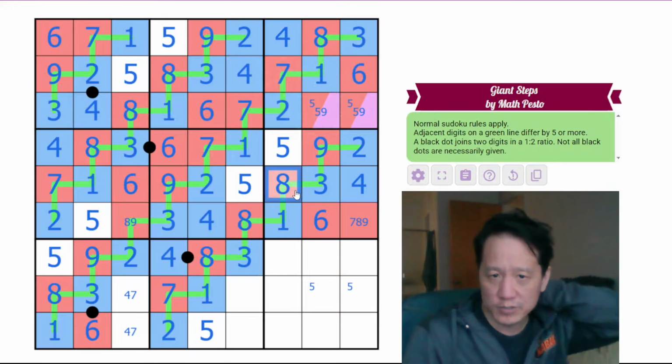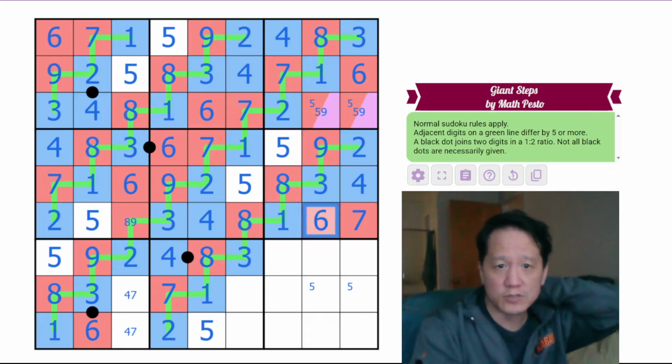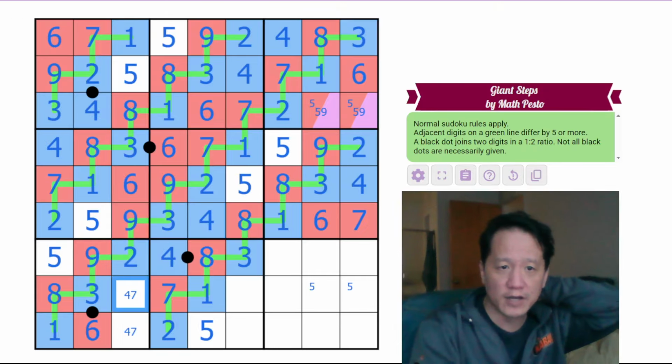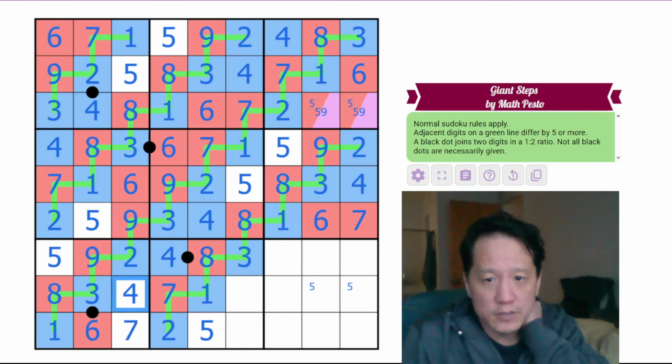We celebrate because we know we're close to solving it. This 8 and 9 eliminates 8 and 9 here, so it's 7. 8 eliminates 8 here, so it's 9. 7 eliminates 7 here, so it's 4 and 7. So this is low and this is high.